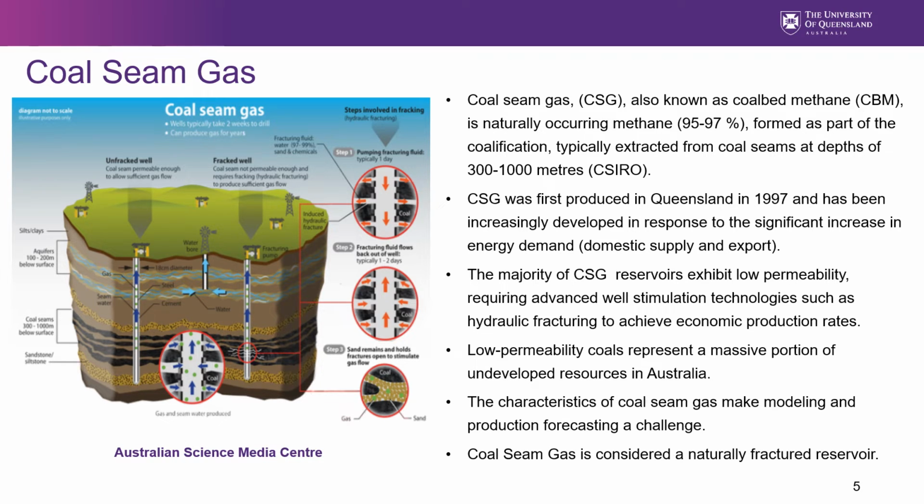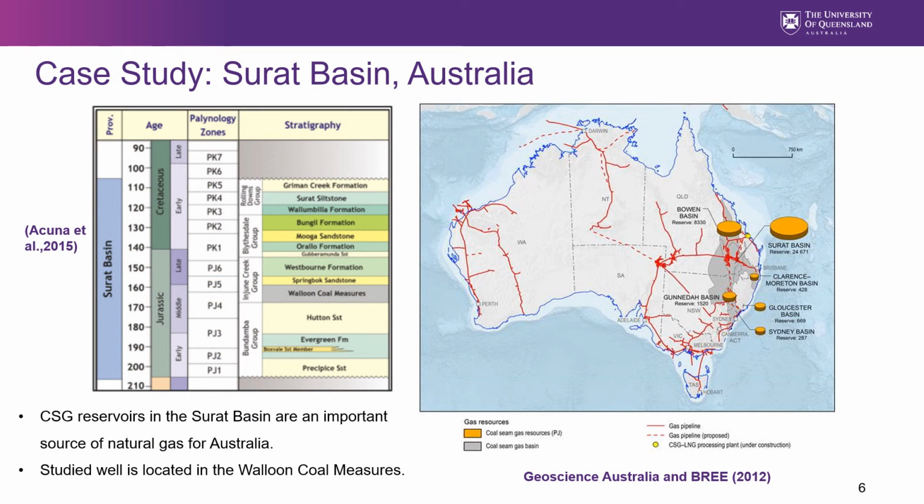The majority of coal seam gas reservoirs exhibit low permeability and require advanced well stimulation technologies, namely hydraulic fracturing, to achieve economic production rates. It is worth noting that the modeling and production forecasting of such reservoirs are challenging because of their characteristics. To further understand the importance and role of numerical reservoir simulation, a coal seam gas well located in the Surat Basin will be investigated.